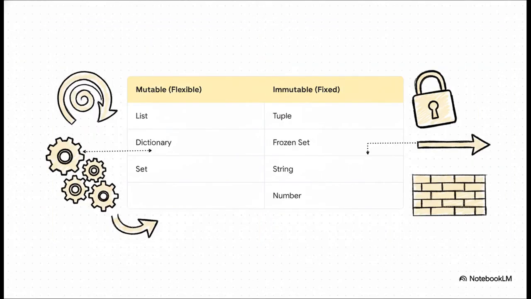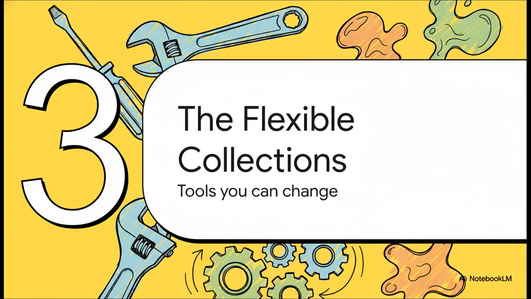And this table here, this is basically our roadmap. On the left, you've got all the flexible, mutable tools, like lists and dictionaries. And on the right, you have the fixed, immutable ones, like tuples and those strings we just talked about. So let's go explore them. Let's start with the flexible side of our tool belt, the mutable stuff. These are the tools that give you a ton of wiggle room, because you can change them up whenever you need to, right on the fly.